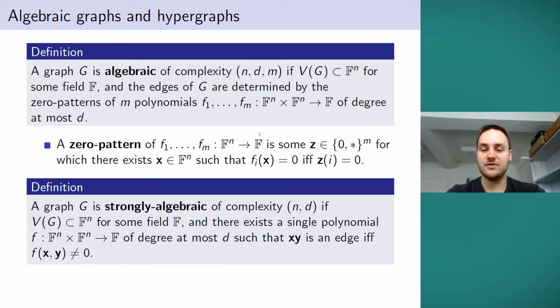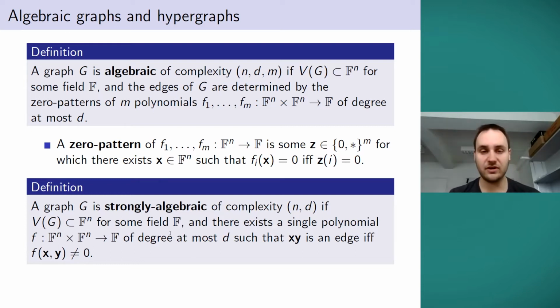And so I will use one more notion. I will say that a graph is strongly algebraic of complexity n, D if this graph is just defined by a single polynomial of degree at most D. And I define it in a way that I draw an edge if it does not vanish on this pair of vertices. So if this polynomial is non-zero, then I put an edge, otherwise I don't put an edge. So these are strongly algebraic graphs.